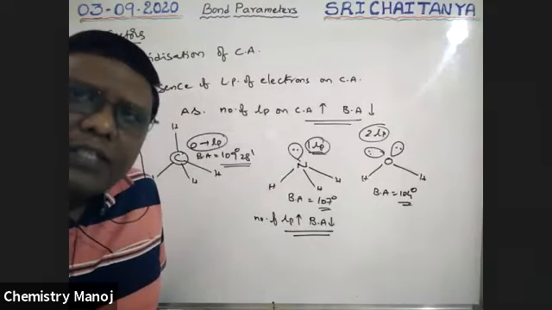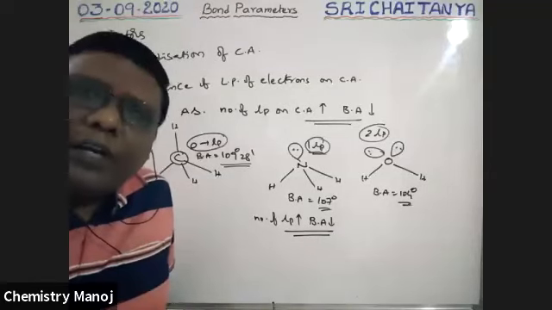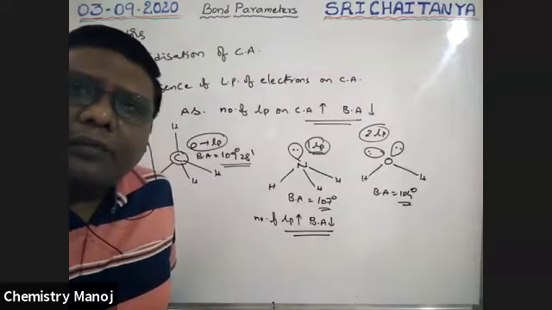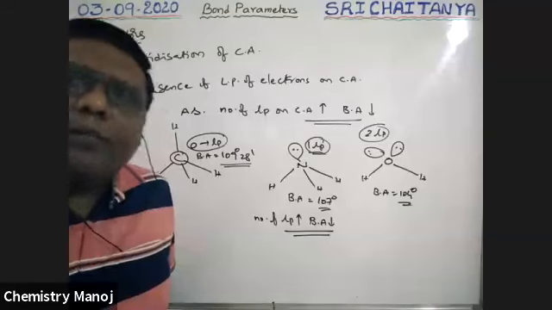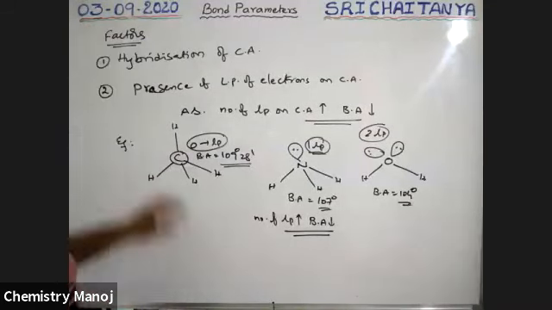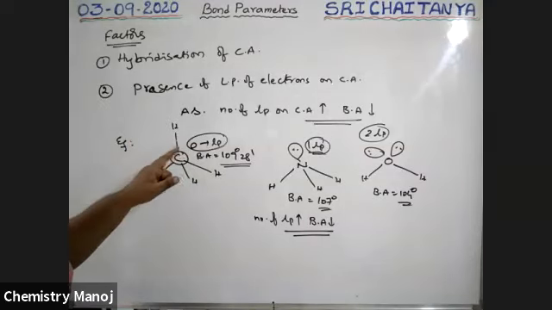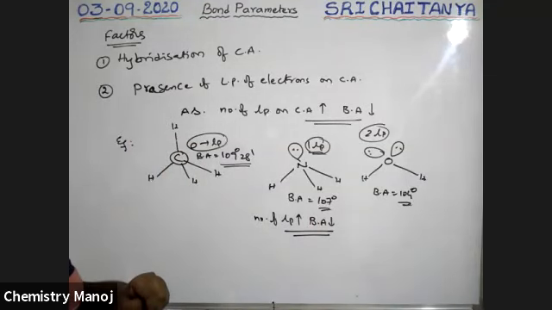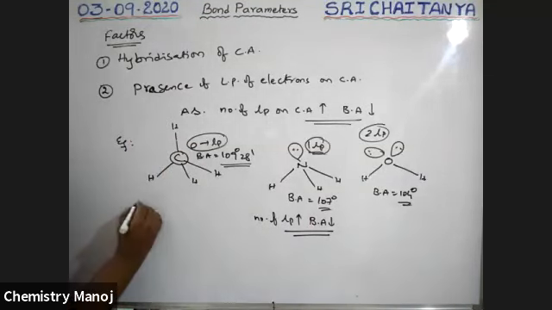Steric number is nothing but the total number of electron pairs around the central atom, including both lone pairs and bond pairs. See boys, here there are 4 bond pairs, so the steric number is equal to 4. That is the steric number, boys.